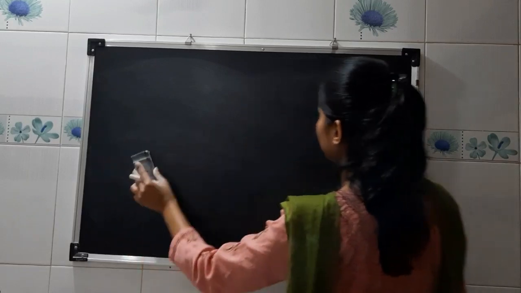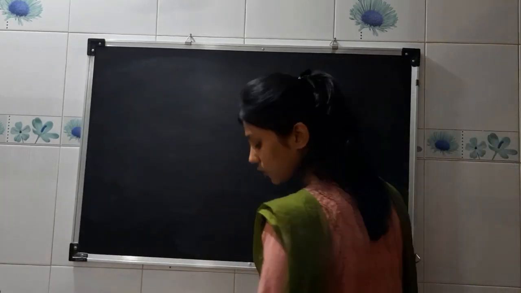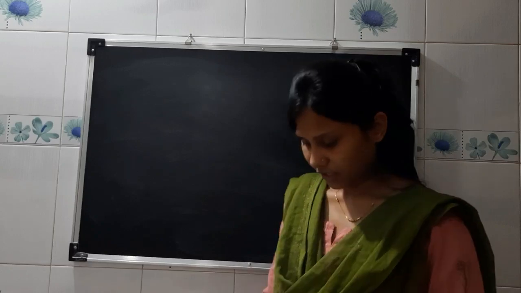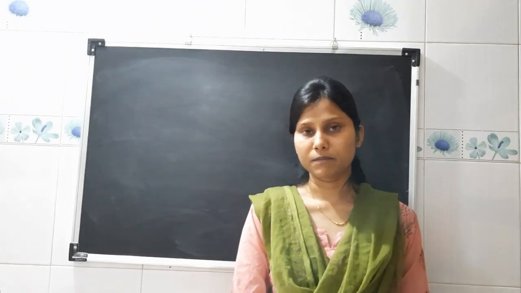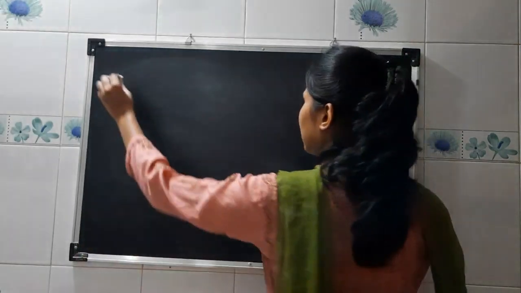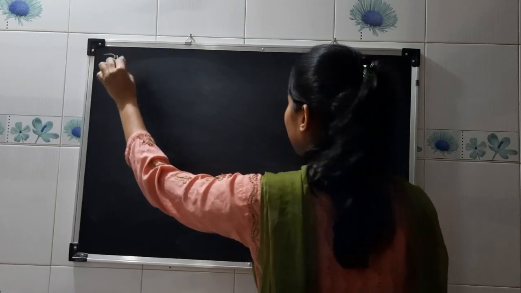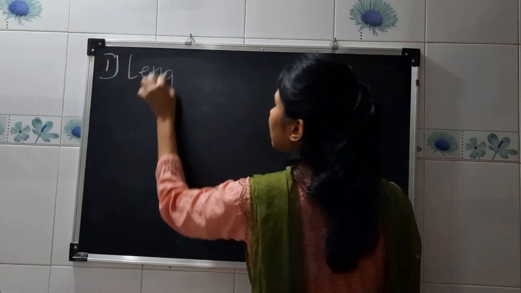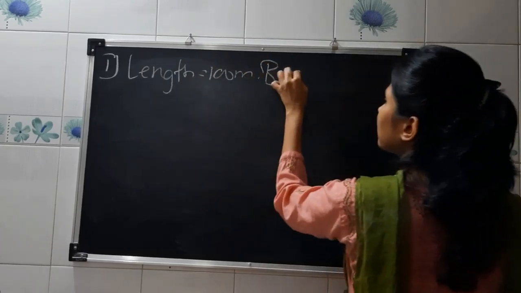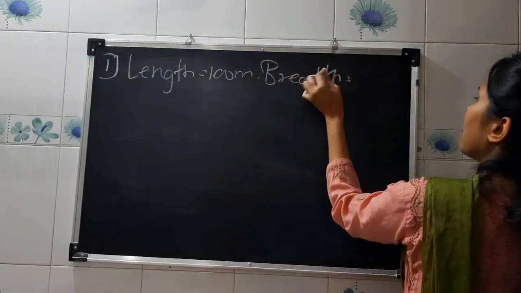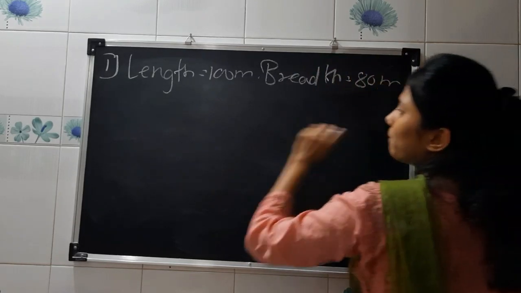Now we will move to solved examples given on page number 70. First, the length of a rectangular park is 100 meter while its width is 80 meter. What is its perimeter? They have given you the length of a rectangular park as 100 meter and breadth as 80 meters. We have to find the perimeter.